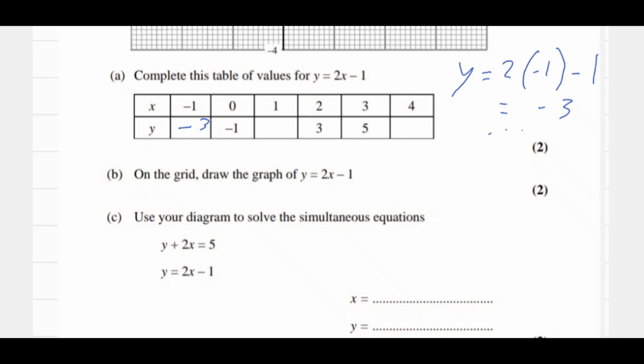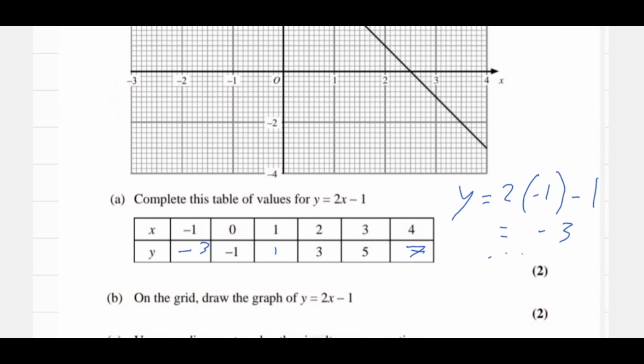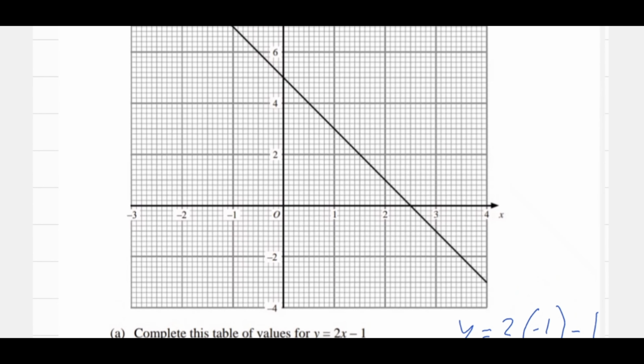And you can carry out this method for the next empty space, which is x equals 1. We'll have y equals 2 times 1 minus 1, which will give us 1. And you can see the pattern here that the points of the y are moving up 2 each.